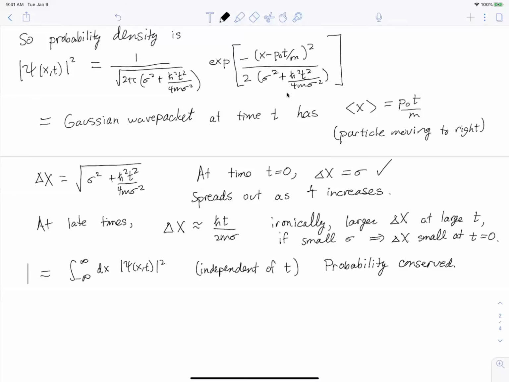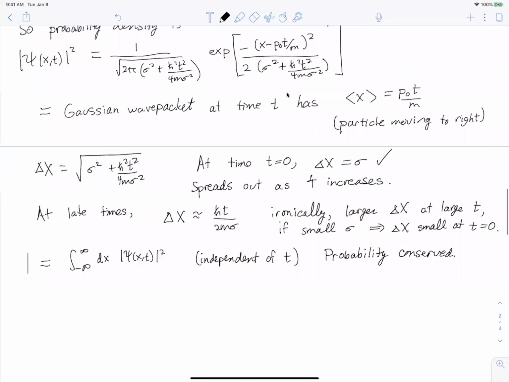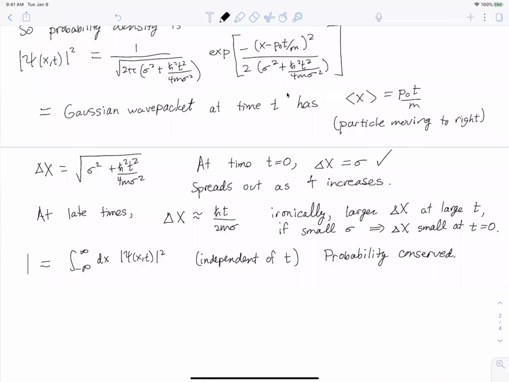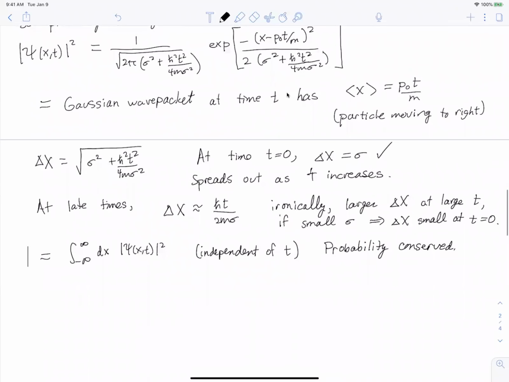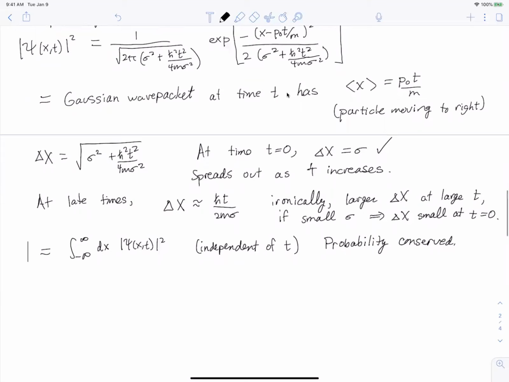So probability conservation is built into unitary time evolution. All right, any questions about that before we move on? Okay.